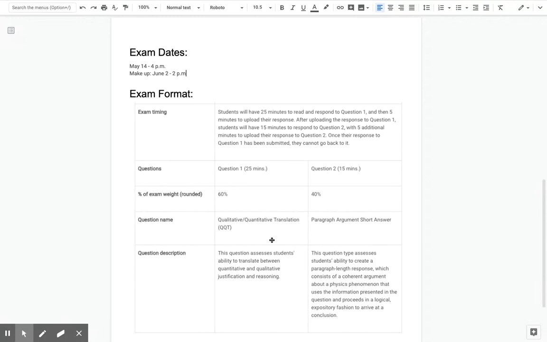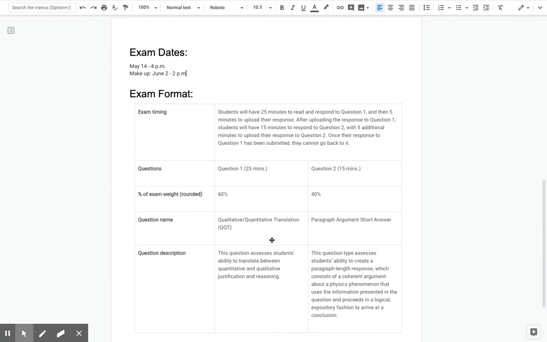on May 14th. There is a makeup date, so you have the option of taking it May 14th at 4 p.m. or June 2nd at 2 p.m. Okay, so if you wait till June, you have more time to study. If you take it in May, you'll have less time to review, but it might be fresher in your mind. Okay, so we'll talk about pros and cons of which date, and then we need to make a decision.